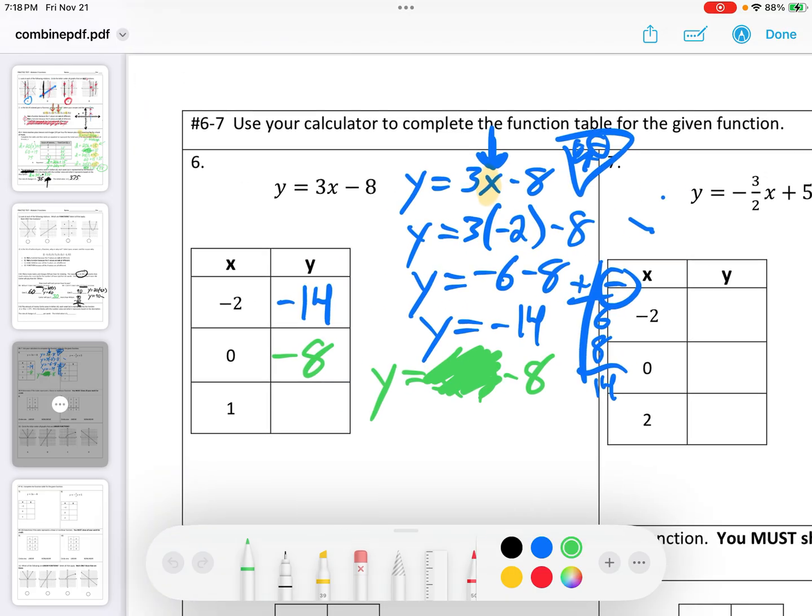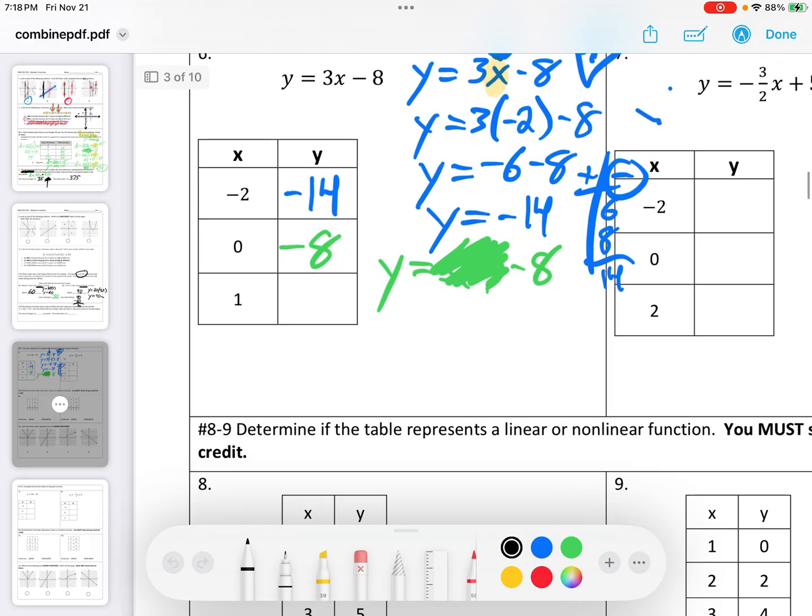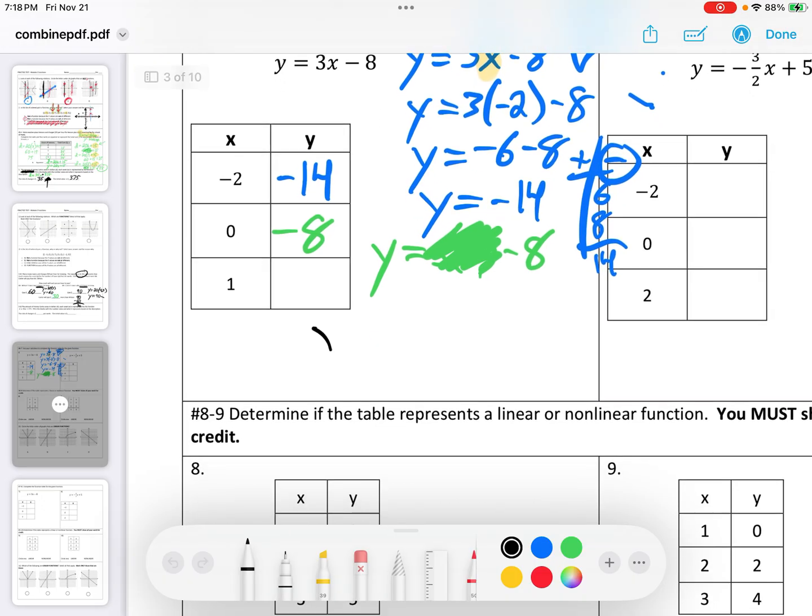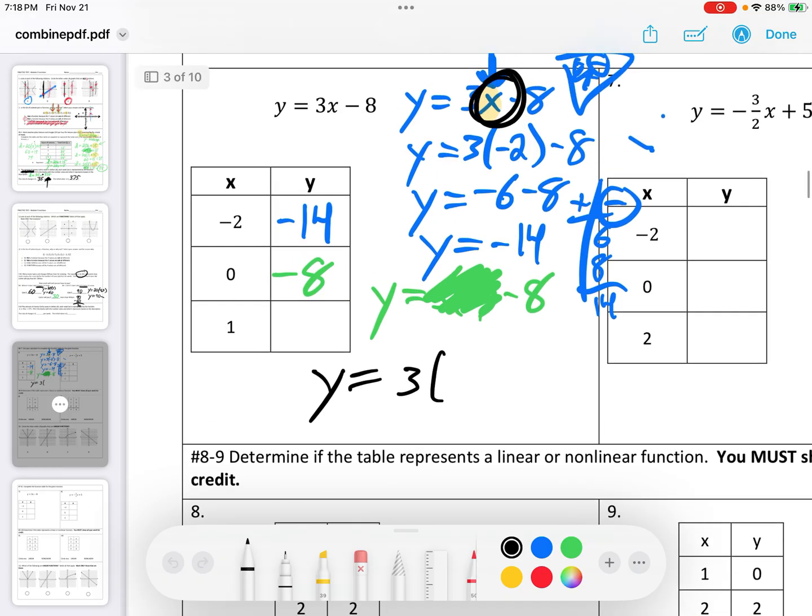Okay, here we go. So y equals, we're completing this table with 1. How come the undo is gone? That's really strange. All right, well, undo is gone. Thanks a lot. Y equals 3 times the x is up here, right? So I'm going to repeat. Oh, there's no undo. Oh, my goodness.